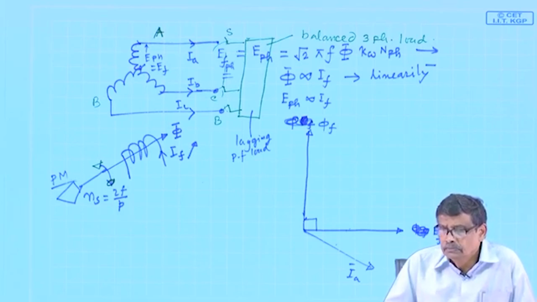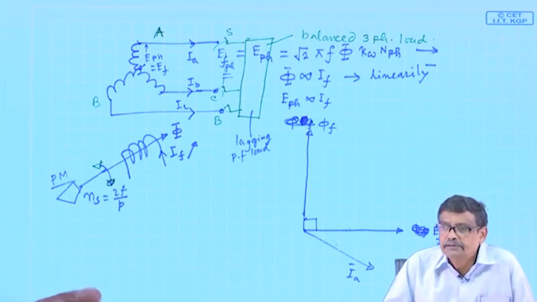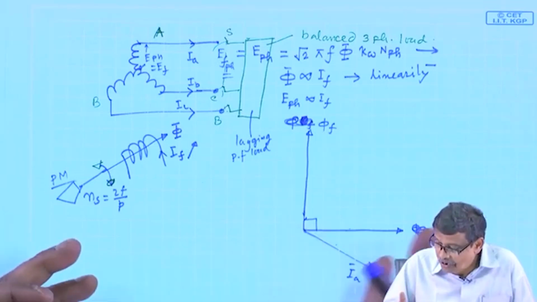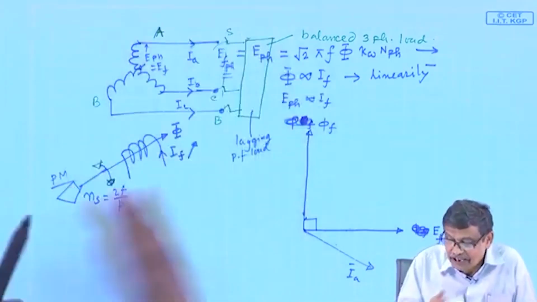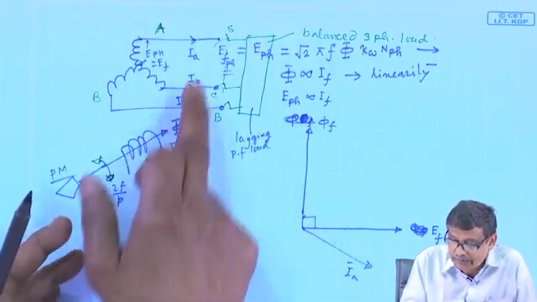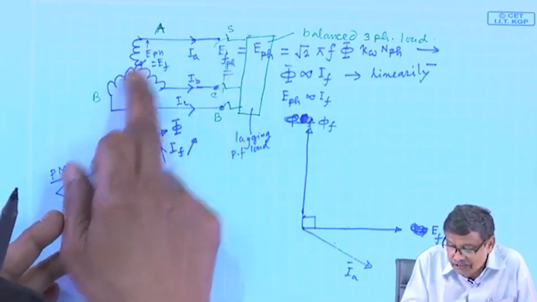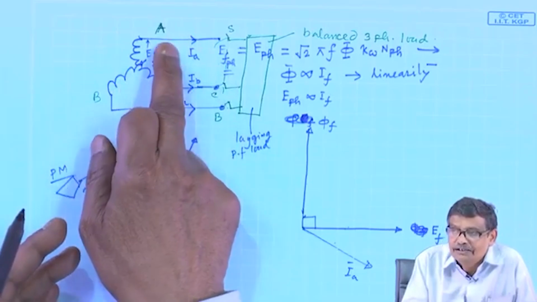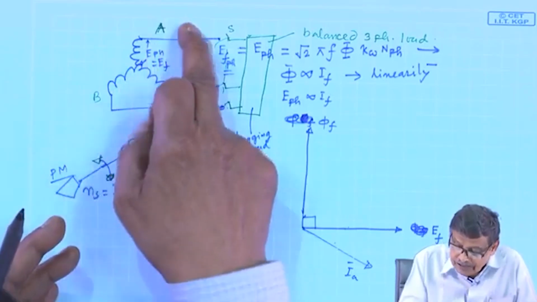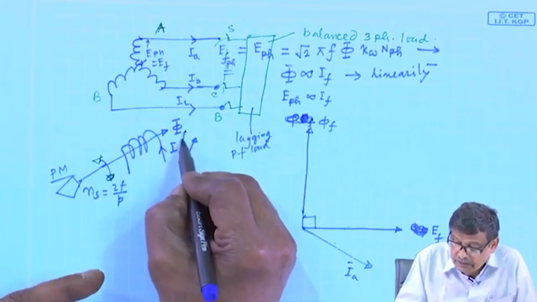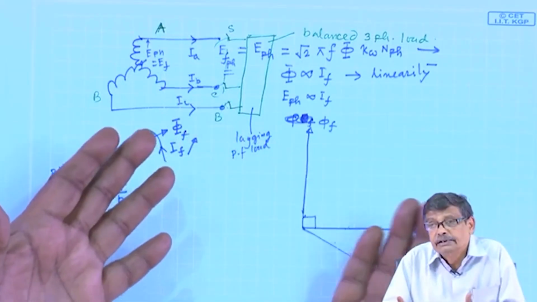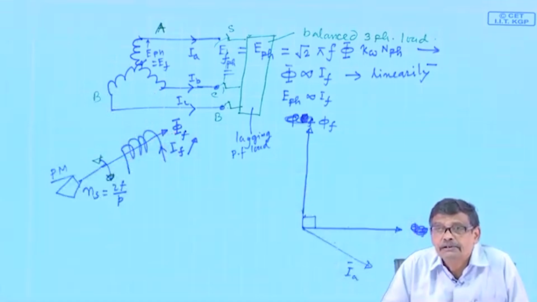Therefore, the resultant field will no longer be your phi f. The moment you close the switch, phi f was there because of the field excitation, but now the stator is also connected. This fellow will also produce a field. This one and this phi f together will decide the field in the machine, the resultant field.